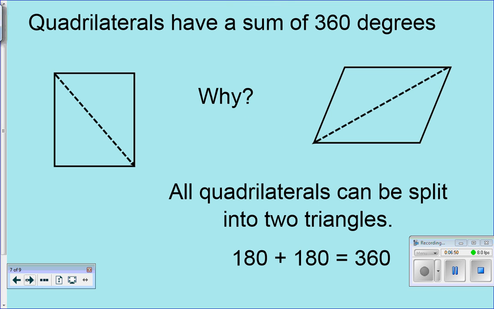Next thing you need to have in your notebook is this. Quadrilaterals have a sum of 360 degrees inside of them. Remember how we talked about a triangle is 180? Well, a quadrilateral, a four-sided shape, no matter what sides, if they're parallel, if they're equal, they all have 360 degrees inside of them.